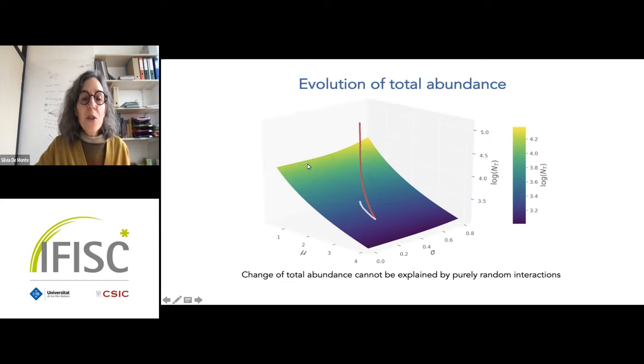So here I have reproduced the surface that before was a heat map. Below the white line is the total abundance that you would expect for a random matrix, a purely random matrix that has average mu and variance sigma. Whereas the red line is the real evolutionary trajectory. So there is something going on. The matrix doesn't seem to be random any longer after some time.